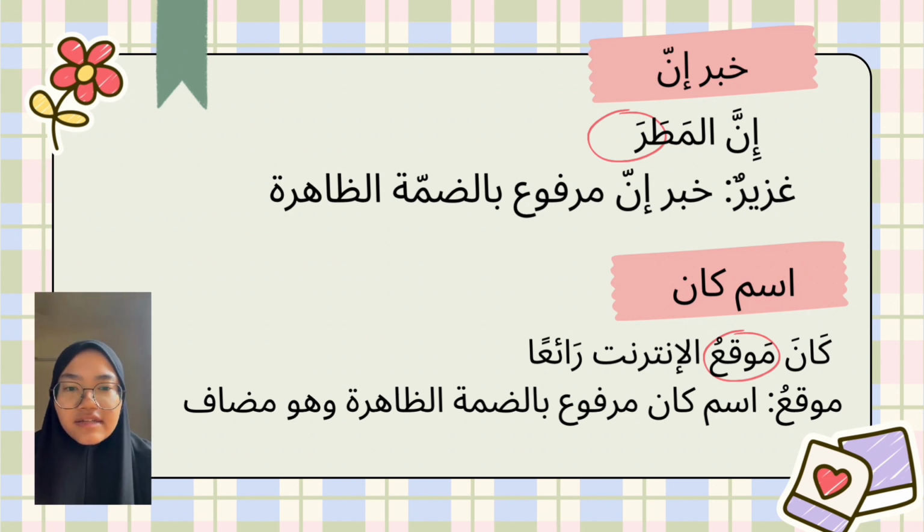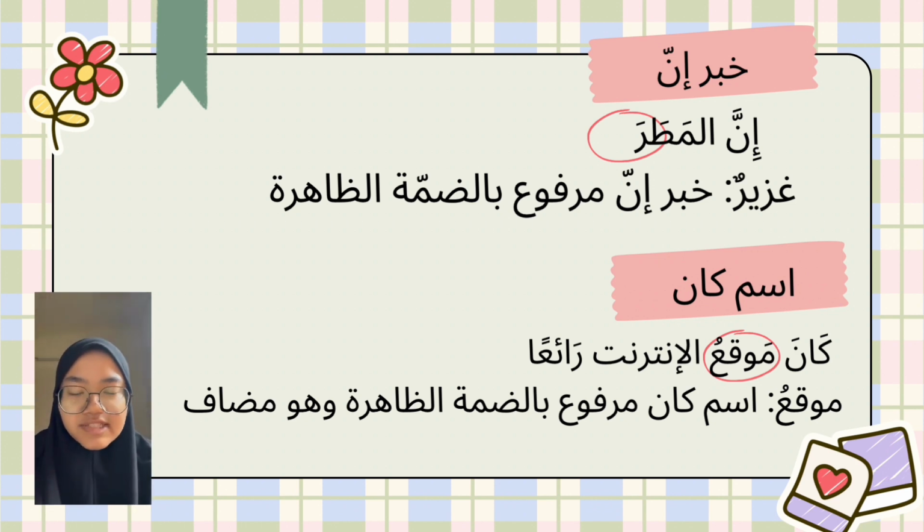Now I will continue to the next grammatical rule, which is khobar inna. The sentence here is inna al-matara wazirun. So the khobar inna here is wazirun. The wazirun is khobar inna marfu' bid-dhammah az-zahirah. Meanwhile, the word al-matara is isim inna, which is mansub bil fathah az-zahirah.